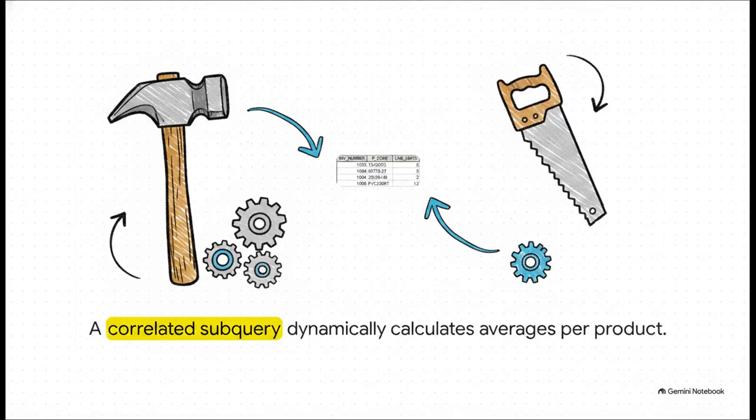To make that concrete, let's imagine a correlated subquery in action. Suppose you want to find sales where the units sold were greater than the average for that specific product, not the average of all products combined. The outer query looks at a row for a hammer. The inner query then dynamically calculates the average sales specifically for hammers and compares it. Then the outer query moves to a row for a saw, and the inner query recalculates the average specifically for saws. It computes this dynamically on the fly to filter our results line by line.